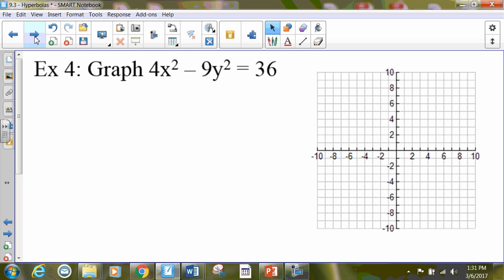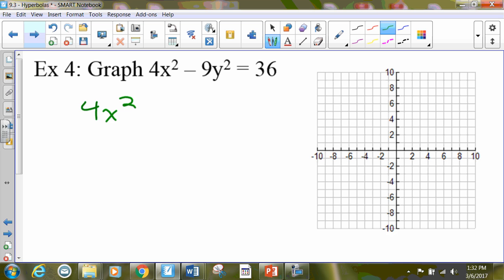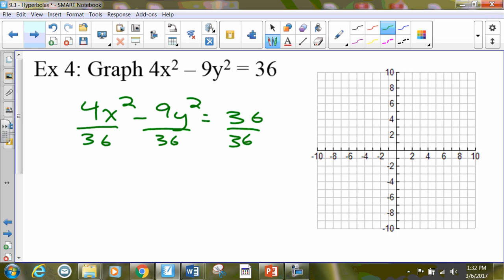Okay, let's do example 4. So this is just like one of the earlier examples, except for we've got a graph. Okay, what are we going to do? Good. Divide by 36. The reason why we're dividing by 36 is because we need a 1 on the right side. So when we simplify, we got this.